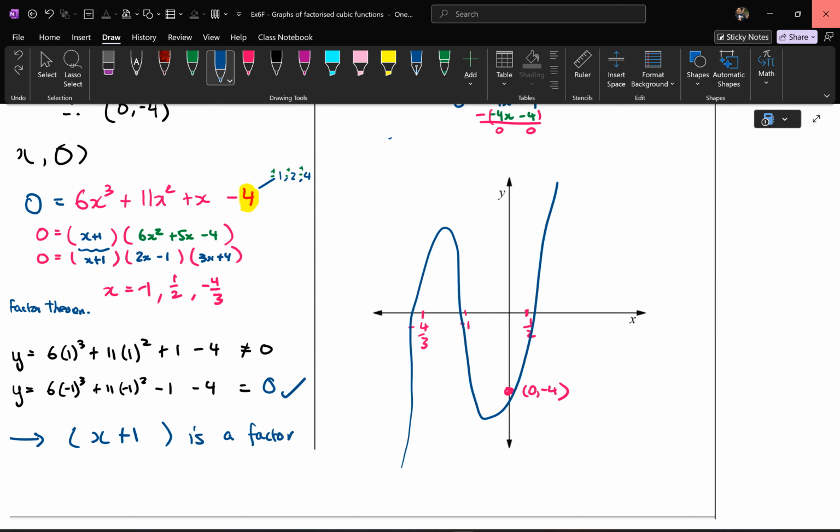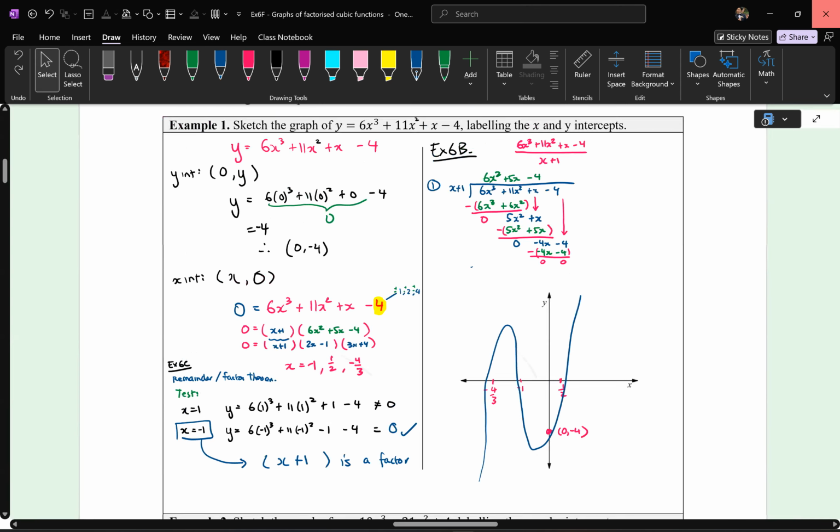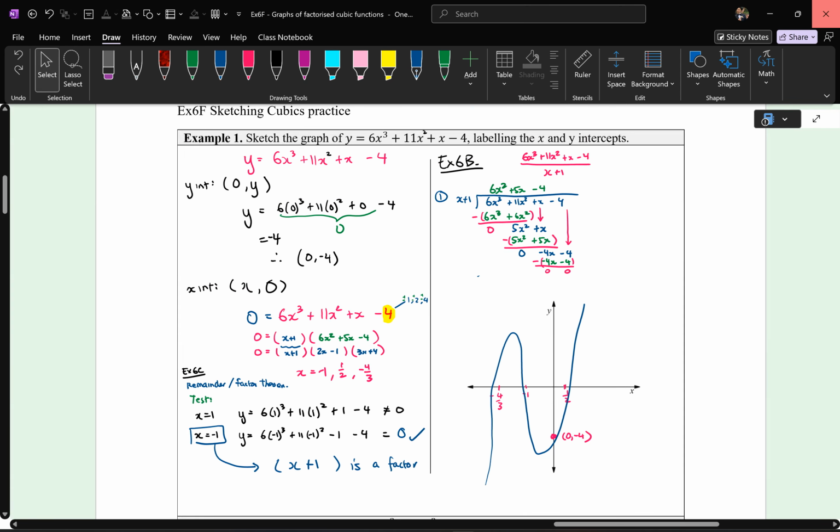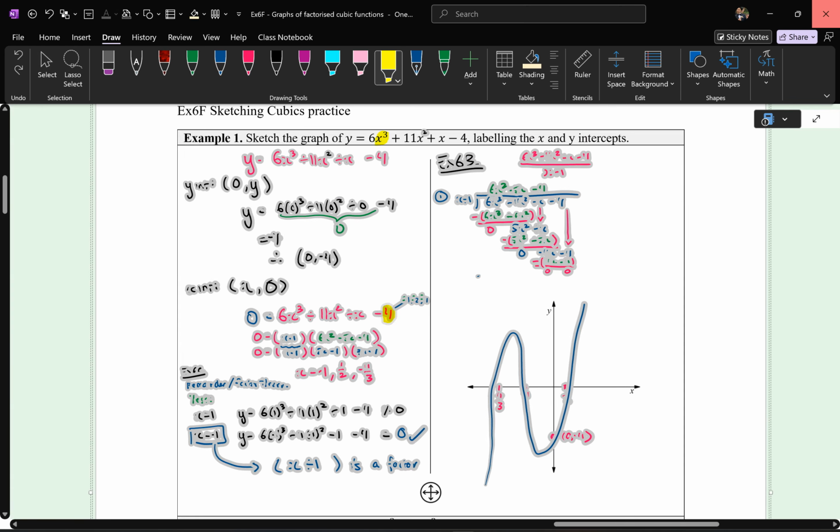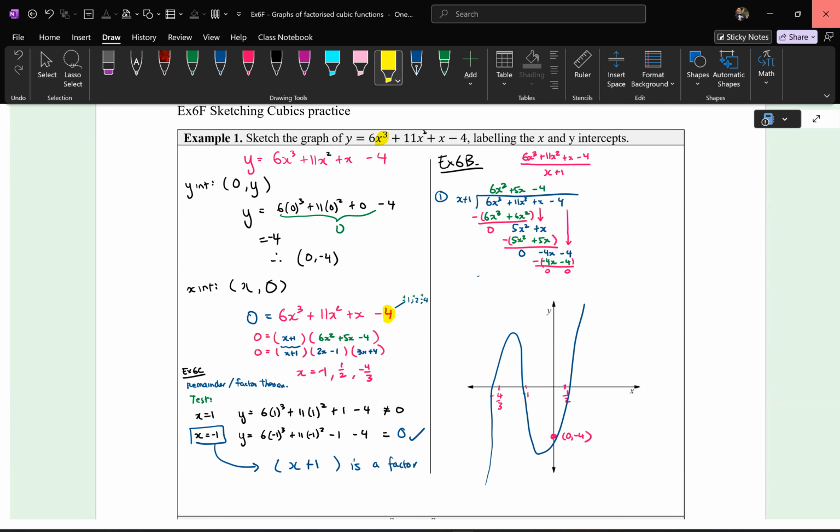Y-intercept, x-intercepts labeled. And then how did I know it was this shape? There's only one way to connect them. Otherwise, this is what you need to know. Look at the number in front of x cubed. See x cubed? What's the number in front of x cubed? 6. But is that positive or negative? It's positive. And like I said, there's only 2 types of cubics that you can draw because there's only 2 ways that you can draw so that you cross the x-axis 3 times.